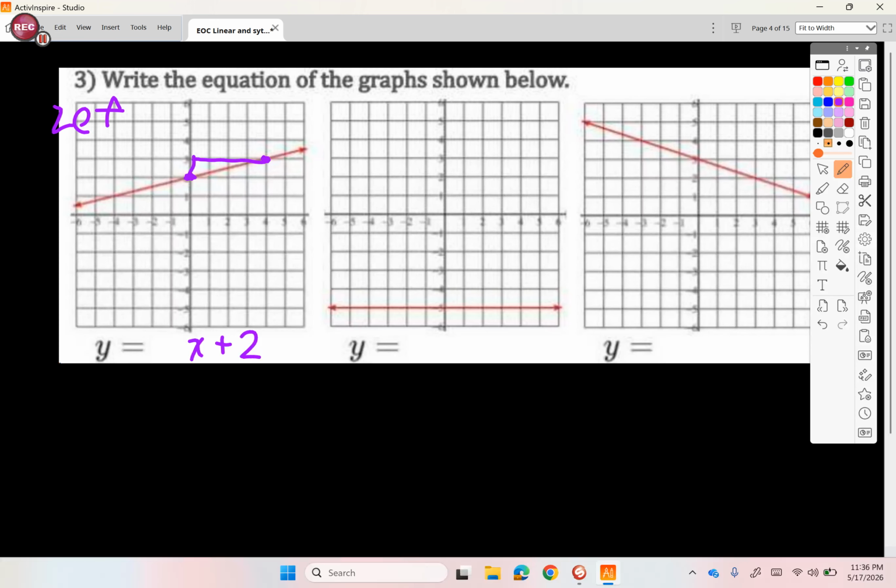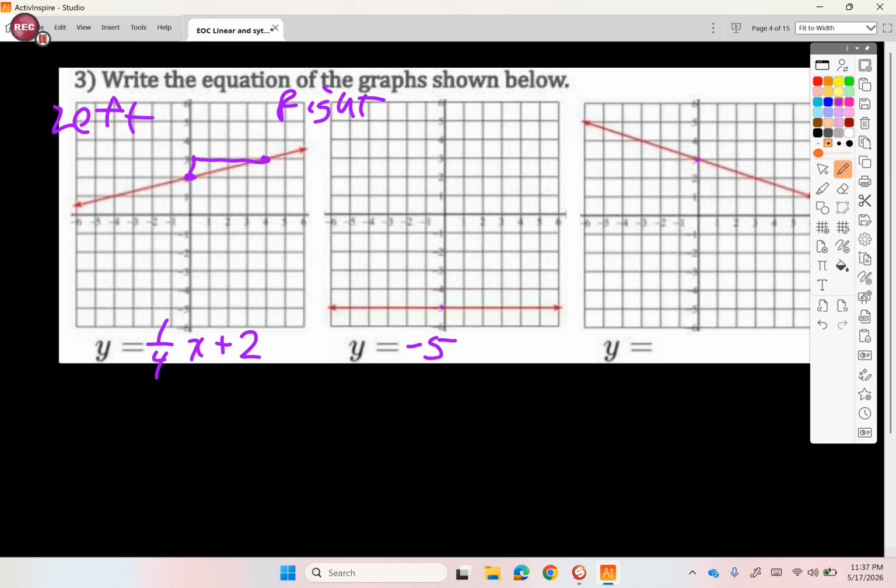Remember, from left to right. That's how you're moving here. So up 1, right 4 would be 1 over 4, and that's my equation. Now here, horizontal line, there's no x in it, it's just y equals the number it goes through, which is -5. Horizontal lines have no x in the equation.